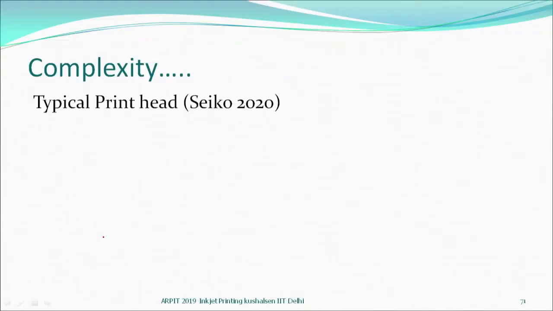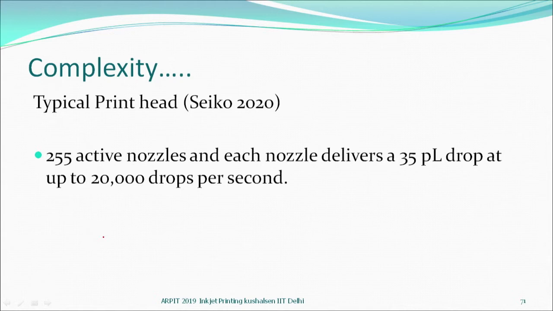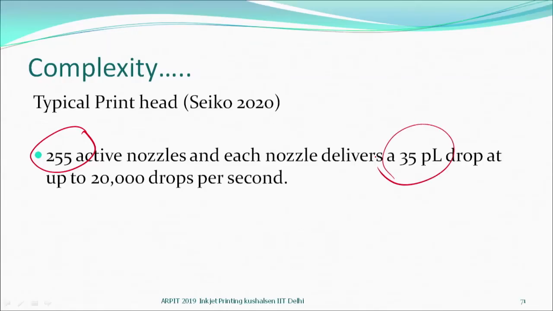So, talking about the complexities, let us say a typical print head, we give the example of a Seiko 2020. It has at any given point of time about 255 active nozzles, one print head. The drop volume may be let us say 35 picoliters. It is expected to produce 20,000 drops per second. You look at the complexity now, a print head therefore is a complex part of the machine.